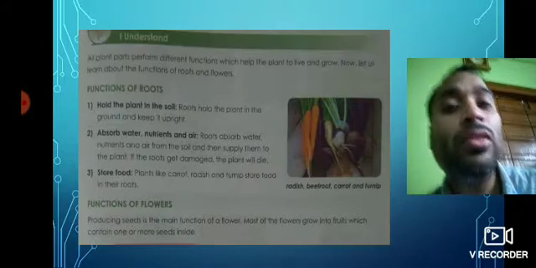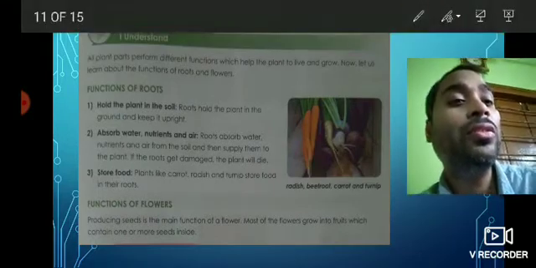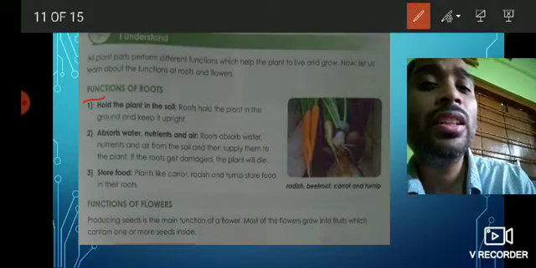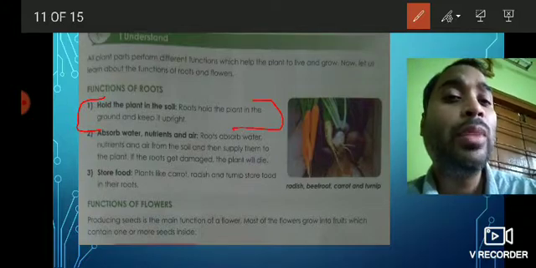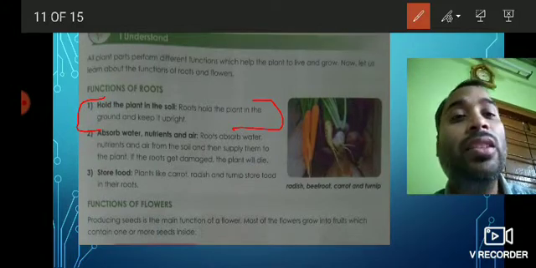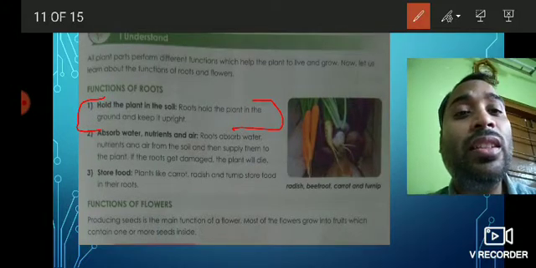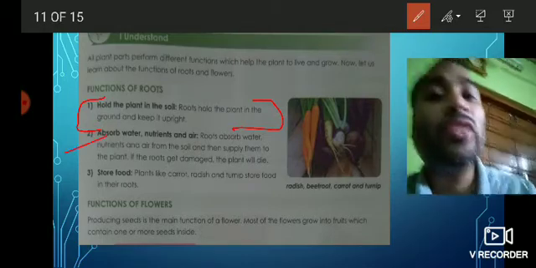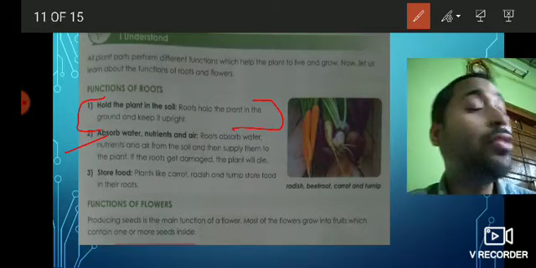First of all, it holds the plant in the soil. We all know the roots are responsible for holding the plant in the soil firmly. So roots hold the plant in the ground and keep it upright. Then the second function is to absorb water, nutrients and air for the plants.